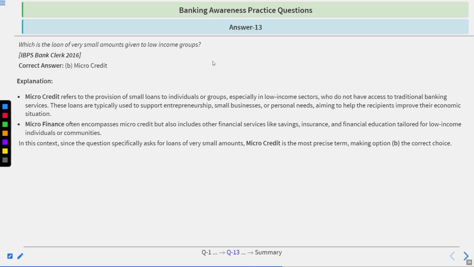Question number 13. Which is the loan of very small amounts given to the low income groups? Microcredit, microfinance, none of these. To answer this, you will have 10 seconds. Time starts now. Time's up. The correct answer is B.